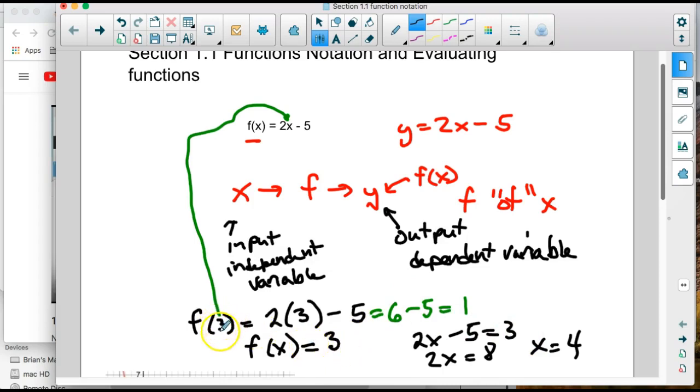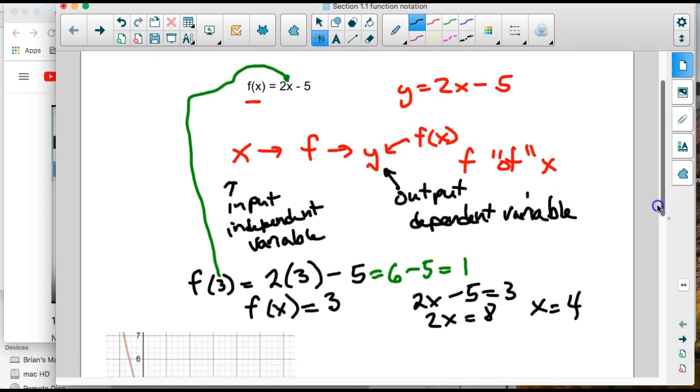So if they're asking you to evaluate the function, they're asking you to put 3 in, inside the parentheses with the function notation. If they're asking you to find out when the function has that value, what we do is take the function itself and set it equal to that value.